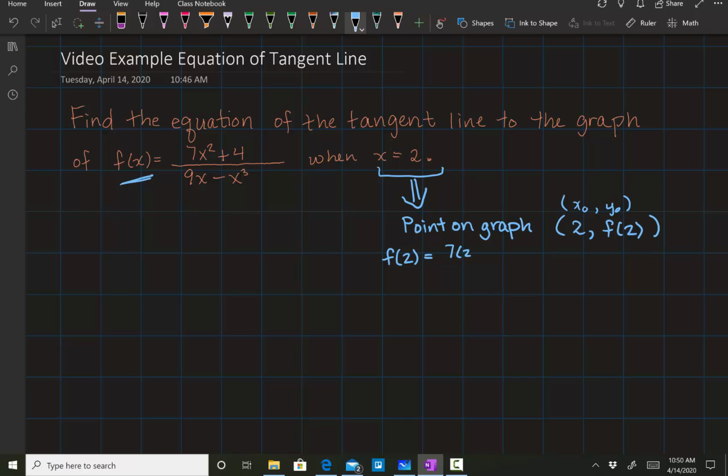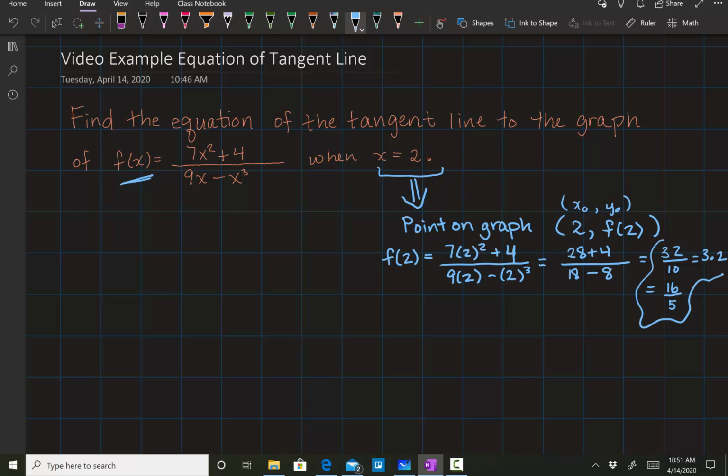7 times 2 squared plus 4 over 9 times 2 minus 2 cubed. That will be equal to 28, which is 7 times 4 plus 4, all over 18, 9 times 2, minus 2 cubed, which is 8. Simplifying further, we get 32 divided by 10, which I can write as 3.2, or I could write that as the reduced fraction 16/5. Any of those three answers would be perfectly fine to represent the point. So that's the y coordinate of my point.